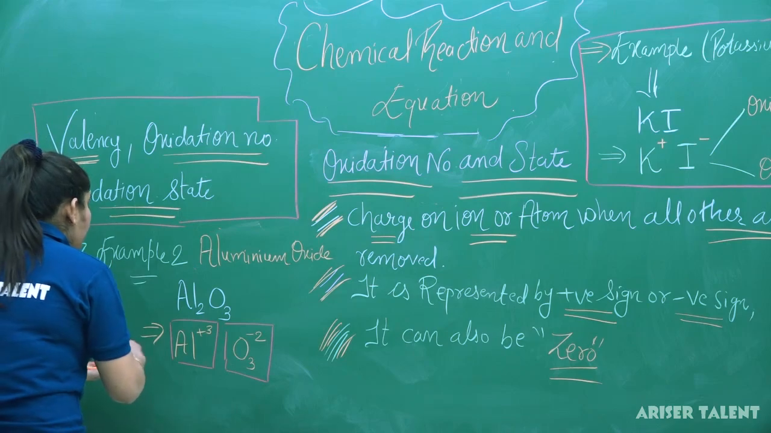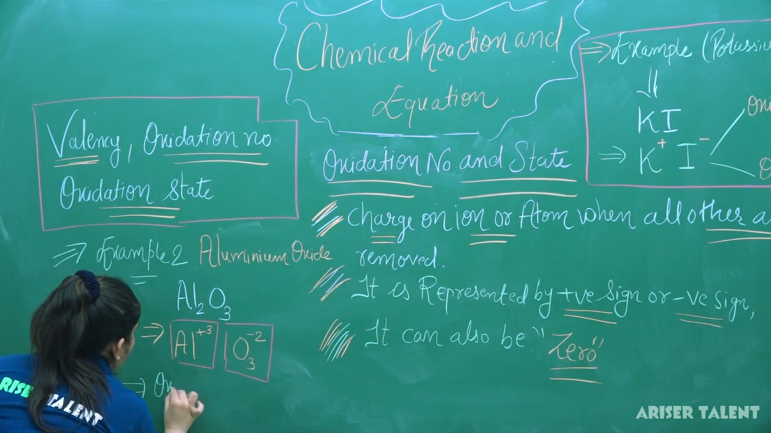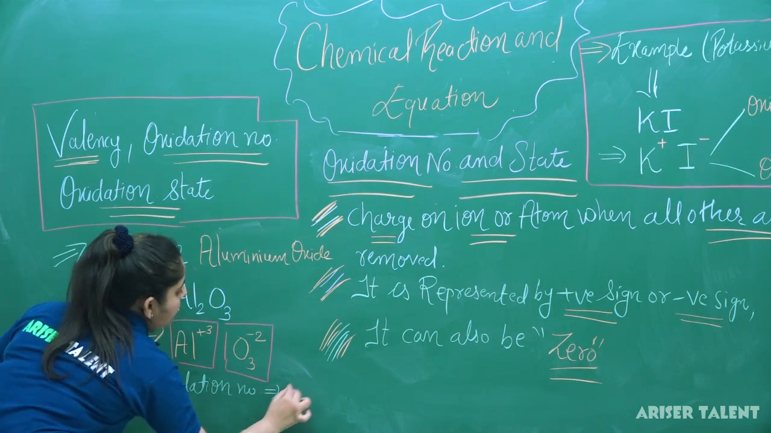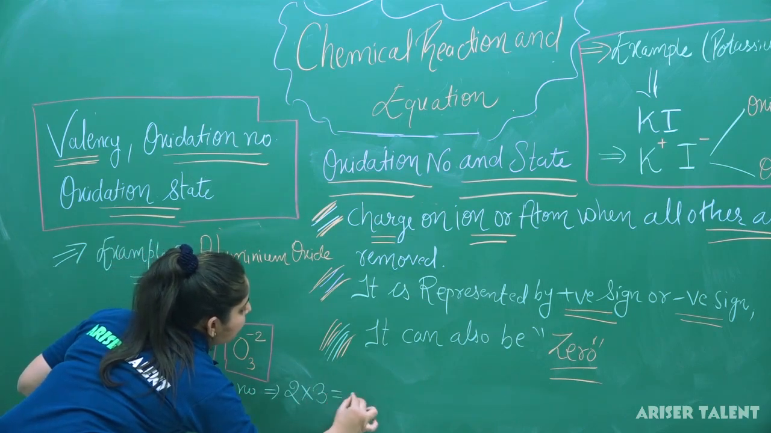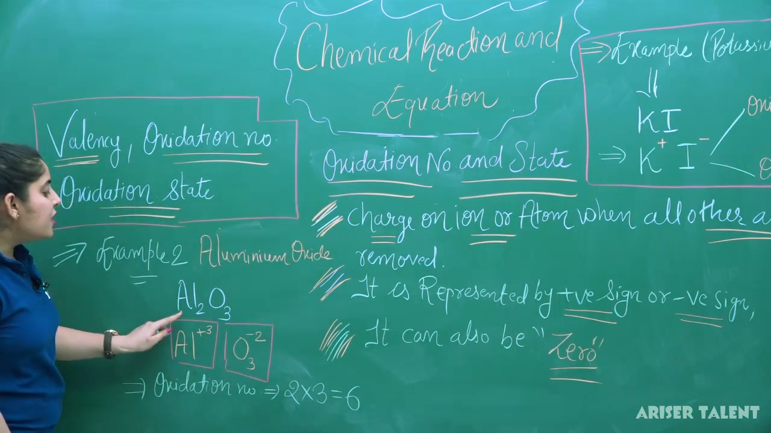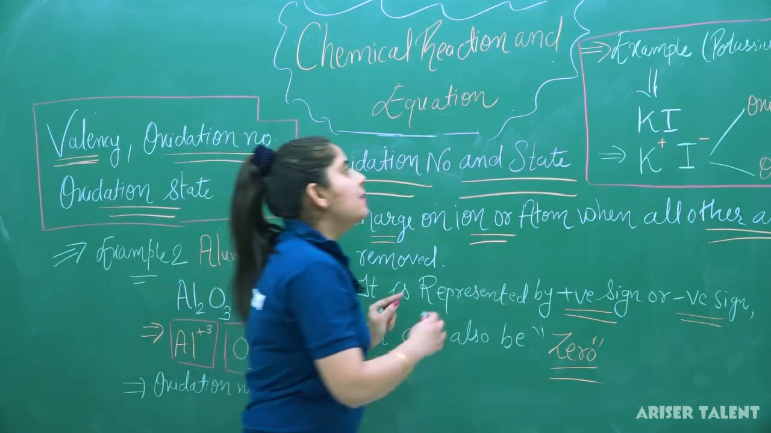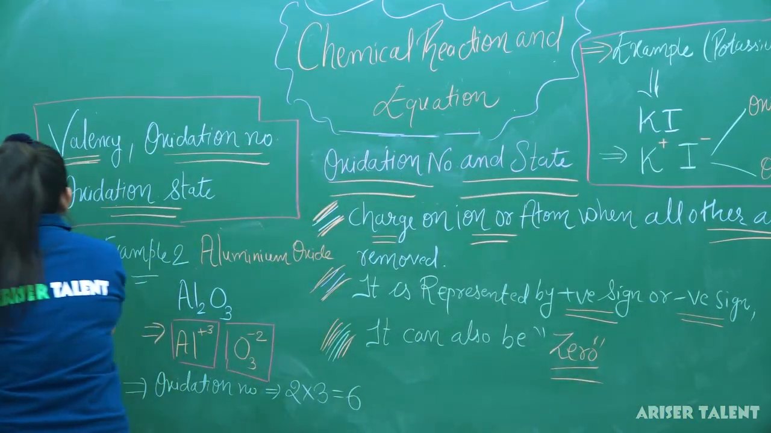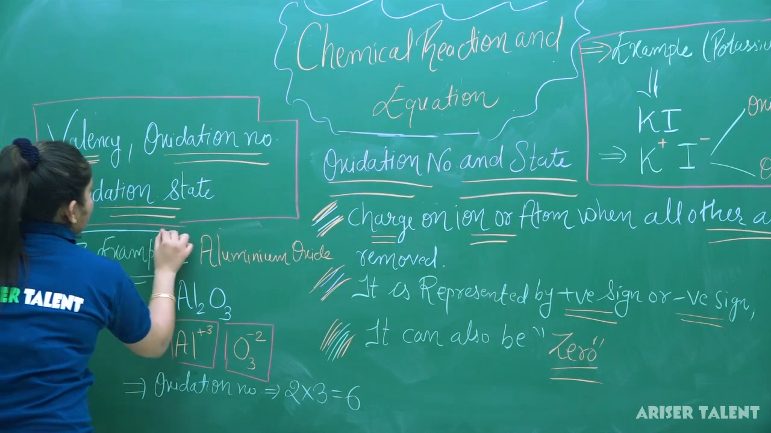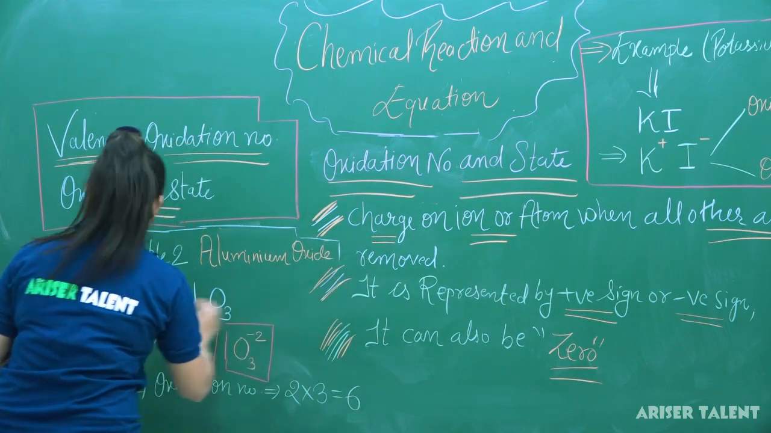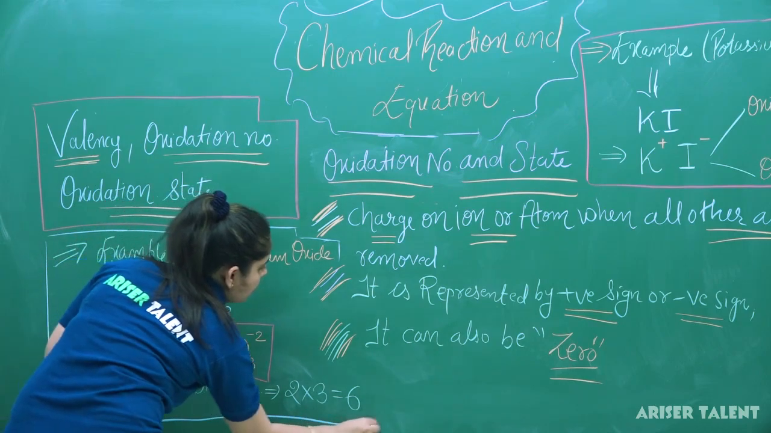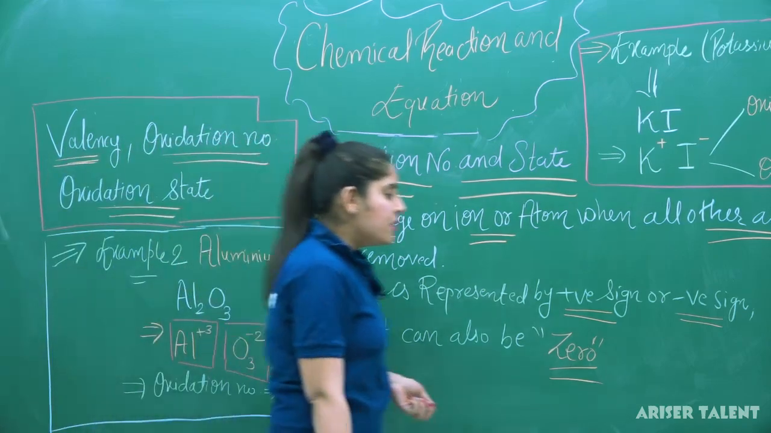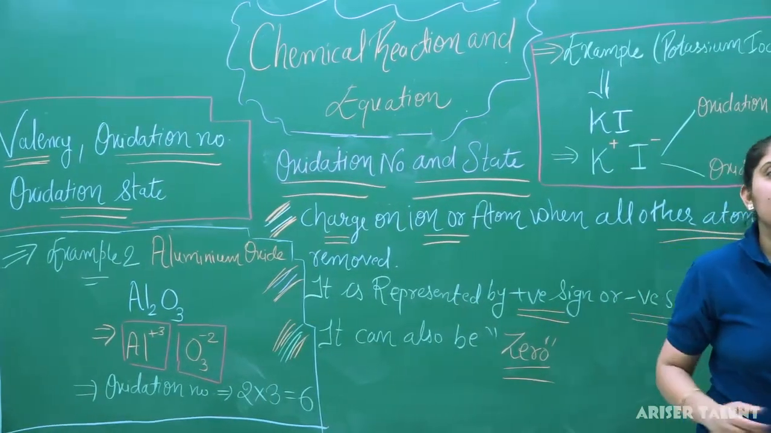So, the oxidation number of aluminium is 2 into 3, that is equal to 6. So the oxidation state will be 6. So, here are the 2 basic examples to differentiate between valency and oxidation state. Now, we will take a few more examples to understand valency and oxidation state. But firstly, you can copy it from here.